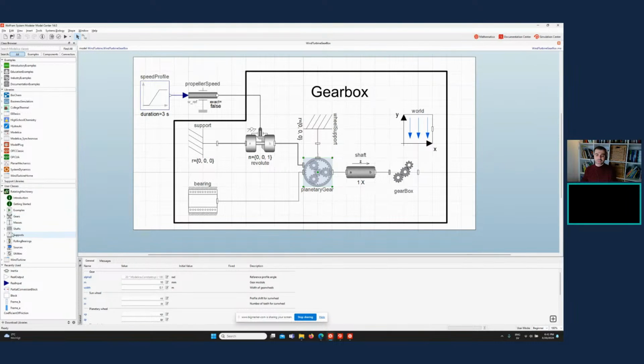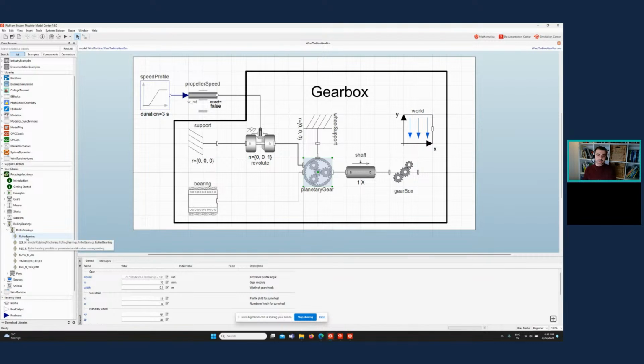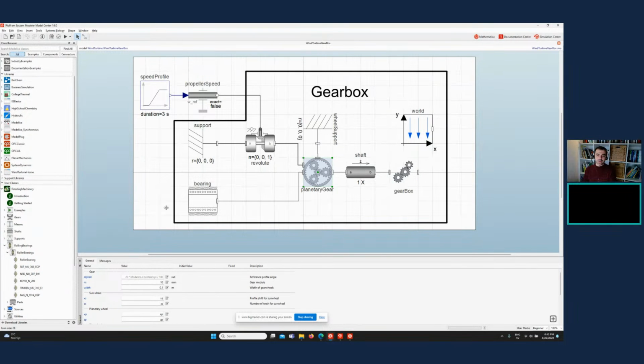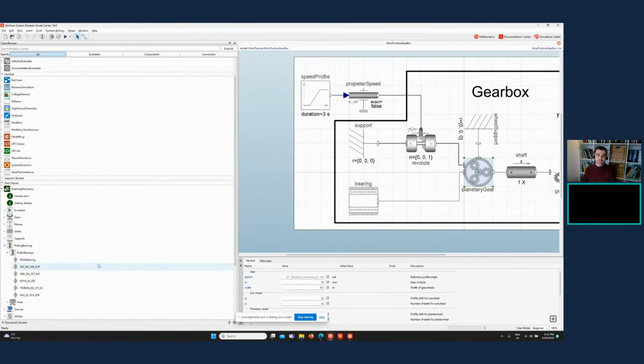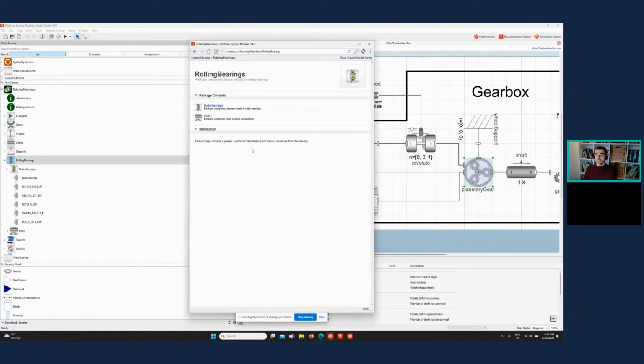In the Rotating Machinery library, we have the rolling bearings components, and if you expand this, you will notice that we have these items. Can you zoom in a bit, at least on the right items? They are very small. Here it is. Maybe we can open the documentation.